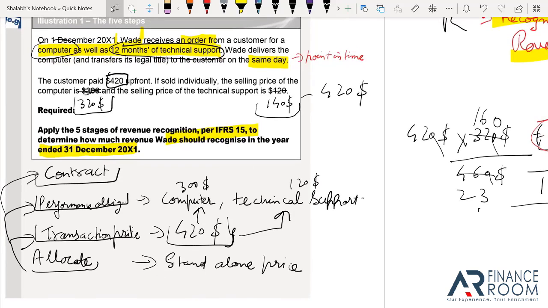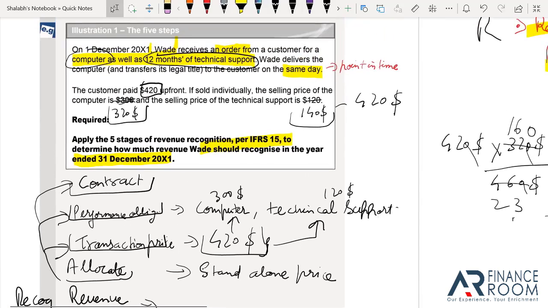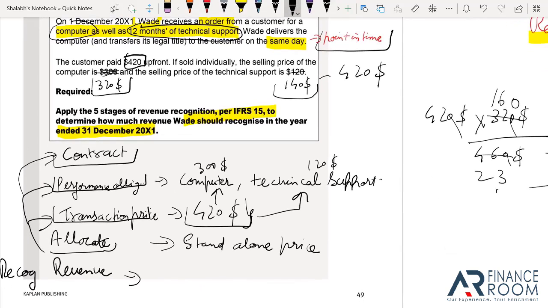We shall be discussing n number of examples in the upcoming time. Just understand this, that the transaction price is allocated on the basis of standalone price. Okay. And now what's the fourth point? Revenue. You recognize the revenue when you satisfy the performance obligation. So this computer, when it gets sold, when it gets handed over, at a point in time, you shall recognize the performance obligation allocated to the computer then and there.